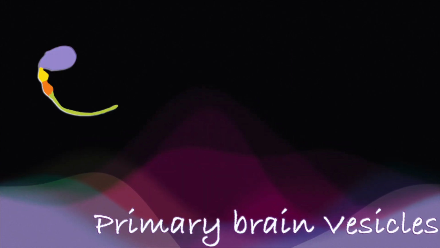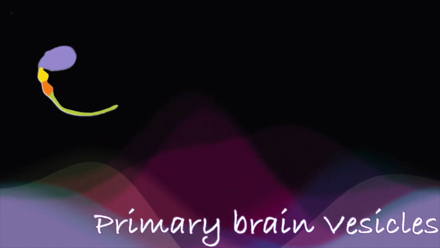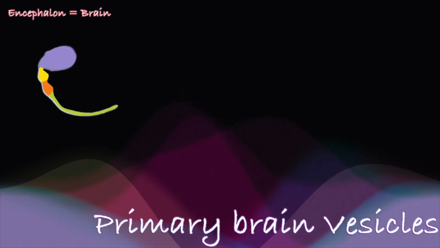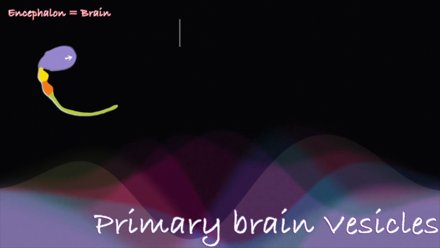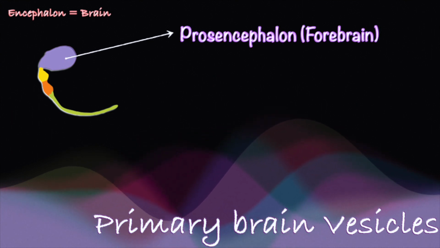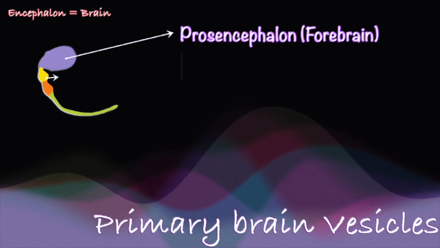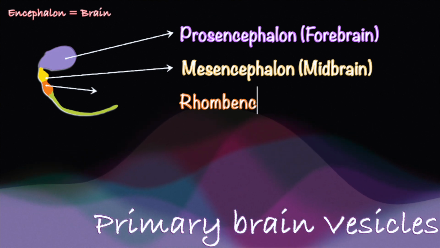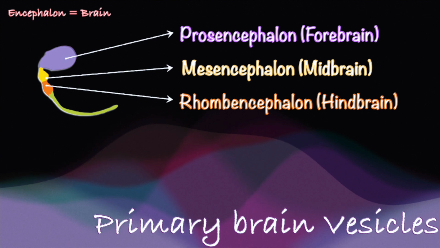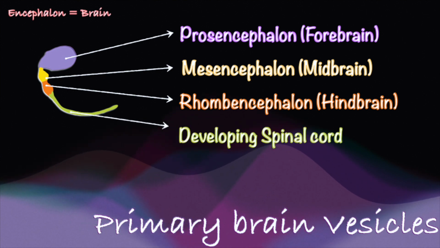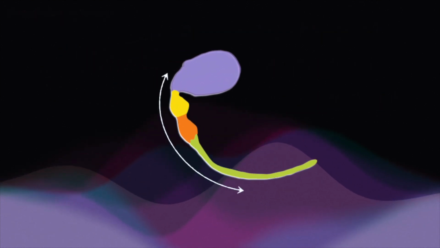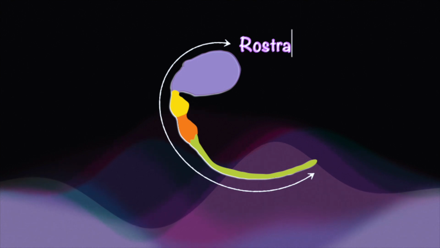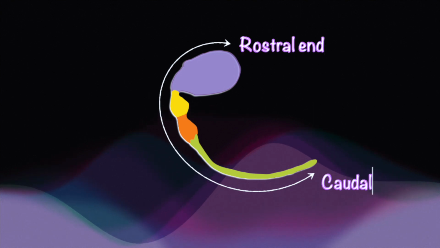So these are some old terminologies where the word encephalon is used to represent the brain. First, towards the most head end, we have prosencephalon, which is the forebrain. Then we have mesencephalon, the midbrain, and towards the tail end, we have rhombencephalon, called the hindbrain, which continues as the spinal cord. In some places you might find the head end referred to as the rostral end and the tail end referred to as the caudal end.